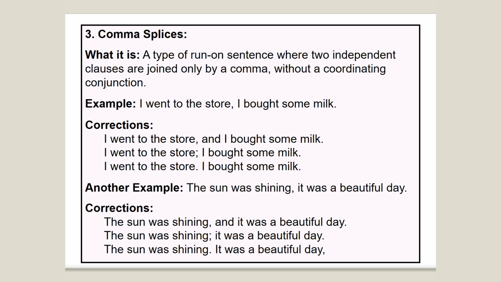Likewise, we can improve the sentences. In the first sentence, it was not there. So in this way, we can correct the sentences. Another example: "The sun was shining, it was a beautiful day." Correction: "The sun was shining and it was a beautiful day." "The sun was shining. It was a beautiful day." So in this way, we can correct the sentence and make it correct.